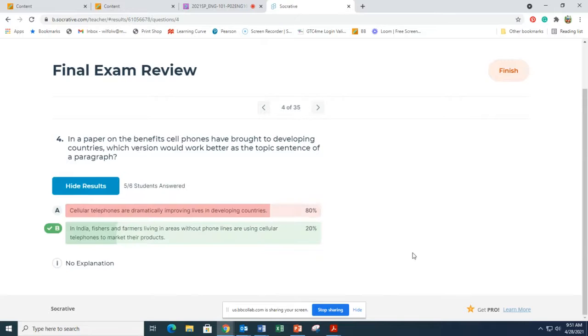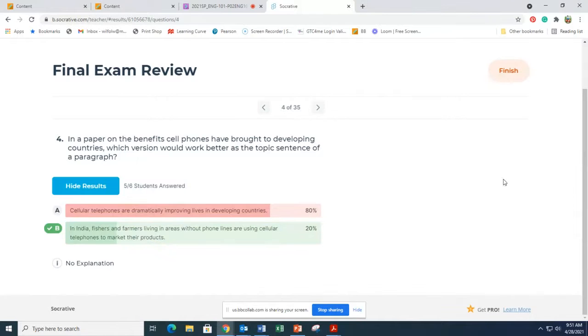All right, let's see how we did. Yeah, no. So with B, right? A would be good as a thesis for a whole paper. There's so much you could say about the ways that cell phones have improved the lives of people in developing countries. That would take a whole essay to write.